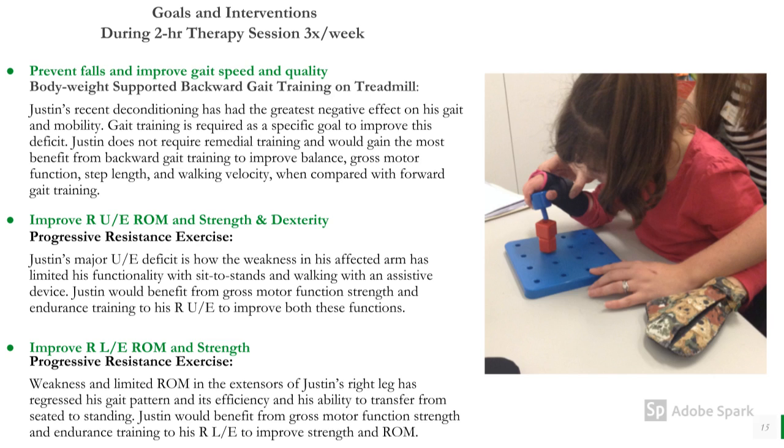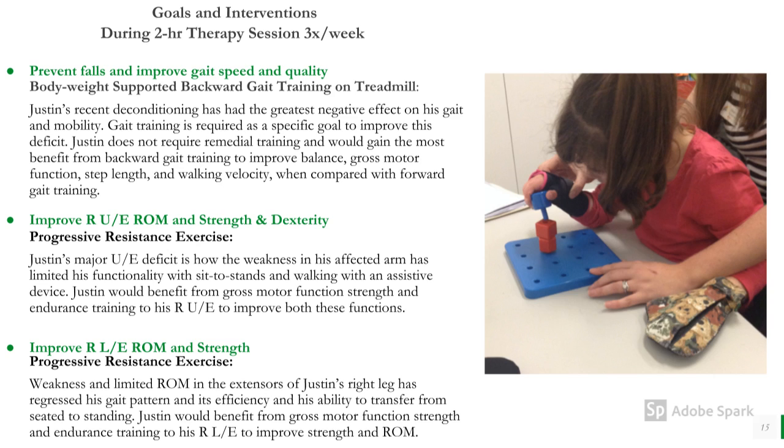Secondly, to improve Justin's right upper extremity range of motion, strength, and dexterity, we will apply progressive resistance exercise. Justin's major upper extremity deficit is how the weakness in his affected arm has limited his functionality with sit-to-stands and walking with an assistive device. Justin would benefit from gross motor function strength and endurance training to his right upper extremity to improve both these functions.